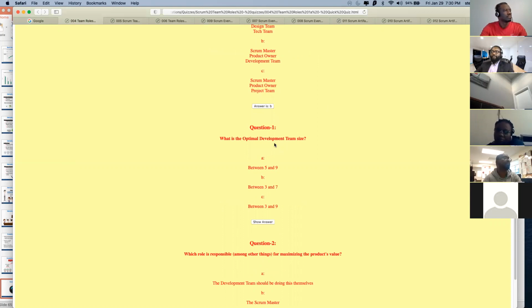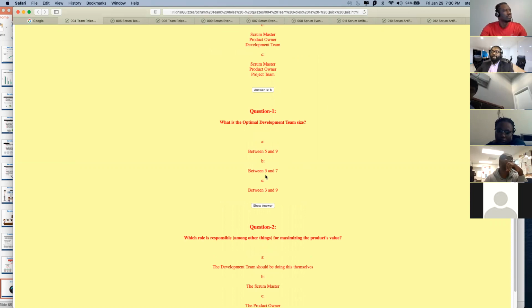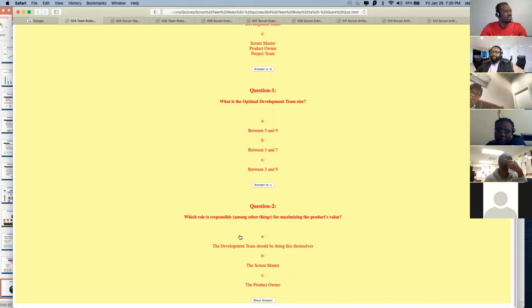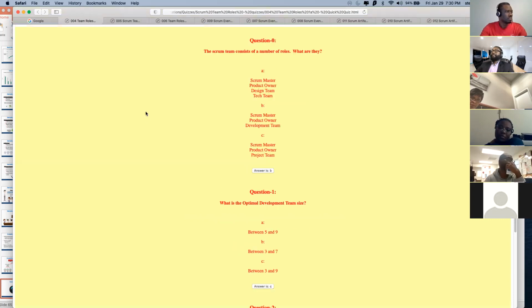Number 2, what is the optimal dev team size? 5 to 9, 3 to 7, 3 to 9. C. Good. Number 3, which role is responsible, among other things, for maximizing the product value? A, B, or C? C. Good job. Great. Let's move on to the next one.